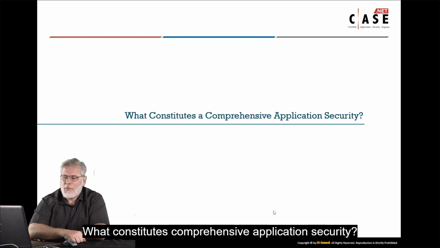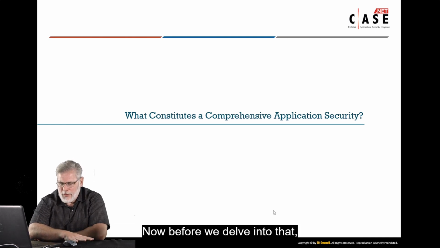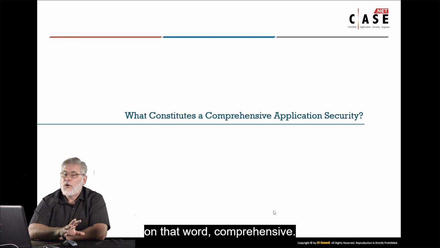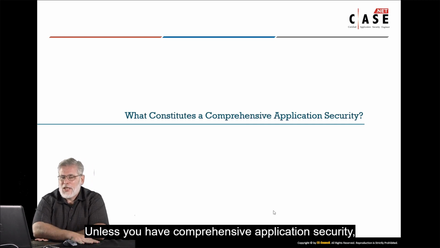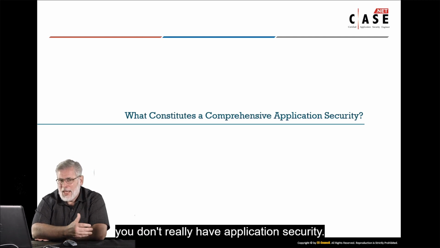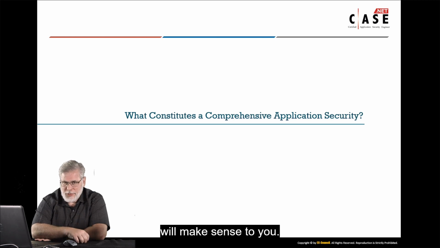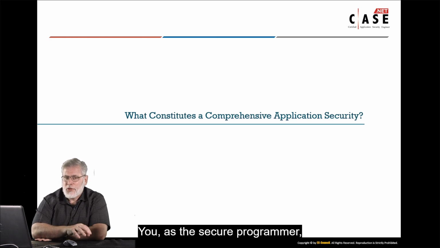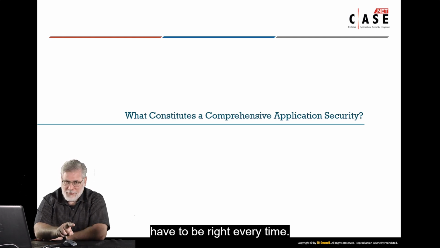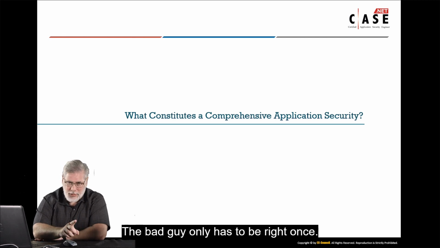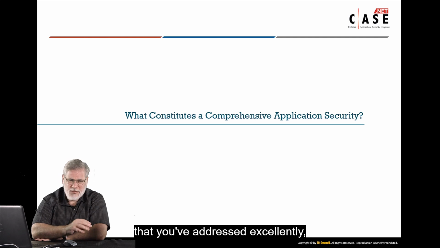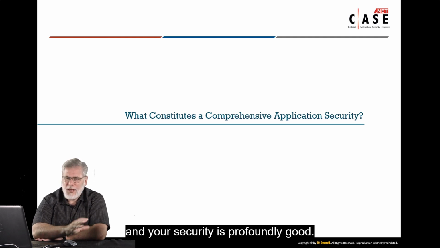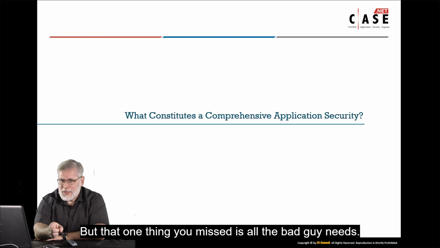What constitutes comprehensive application security? Now, before we delve into that, I want you to focus your attention on that word comprehensive. It's not sufficient to do a few pieces here and there. Unless you have comprehensive application security, you don't really have application security. And allow me to put this in a way that I think will make sense to you. You, as the secure programmer, have to be right every time. The bad guy only has to be right once. So if you don't have comprehensive security, you may have 2 or 3 things that you've addressed excellently, and your security is profoundly good. But that one thing you missed is all the bad guy needs.